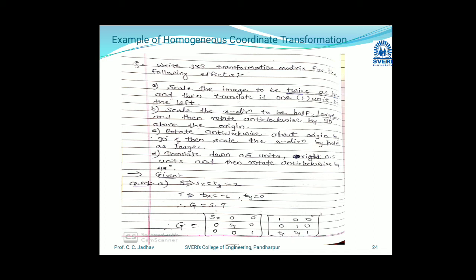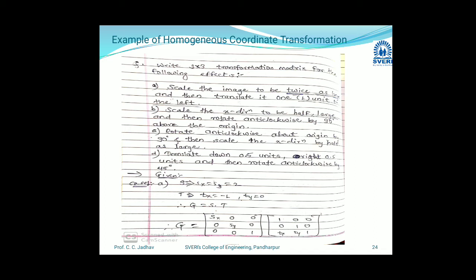So for the first point we start the solution. In that first bit, write down the given data first. We have to do the scaling and translation. First, for the scaling, what is the value? Sx is equal to Sy is equal to 2. First read the question: scale the image to be twice as large, then translate.